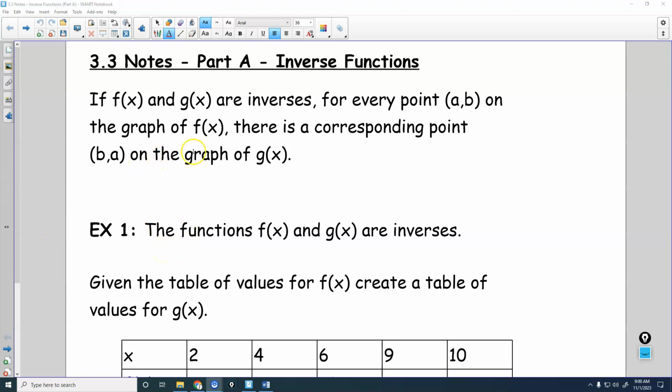If f of x and g of x are inverses of each other, it means for every point (a, b) on the graph of f of x, there is a corresponding point (b, a) on the graph of g of x. So if (1, 7) is on f of x, (7, 1) is on g of x.